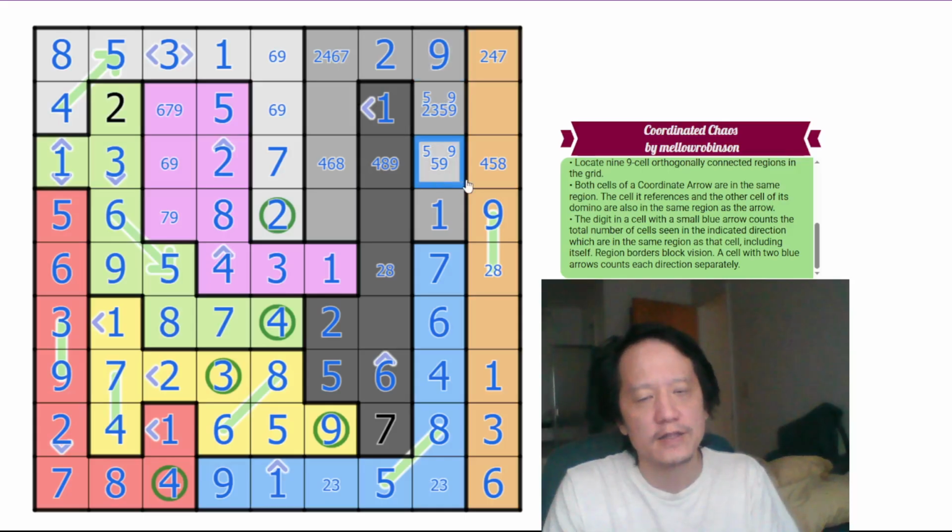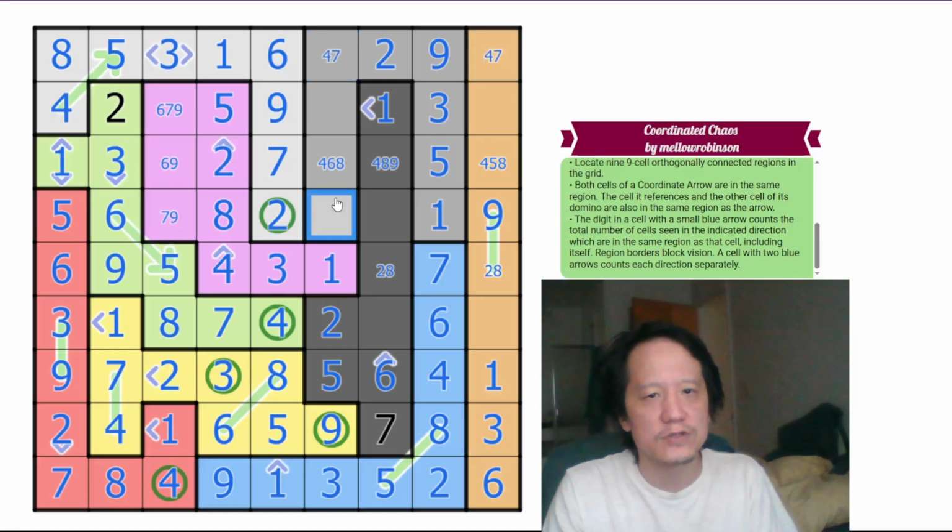That's 9. That can't be 9, so it's 5. This 2 here eliminates 2 here, so it's 3 and 2. That means this can't be 2, 5, or 9, so it's 3. 9 eliminates 9 here, so it's 6 and 9. This can't be 2 or 6. This can't be 2.